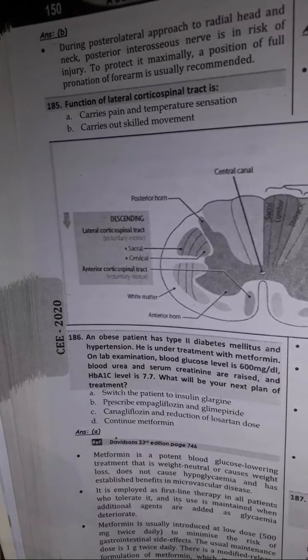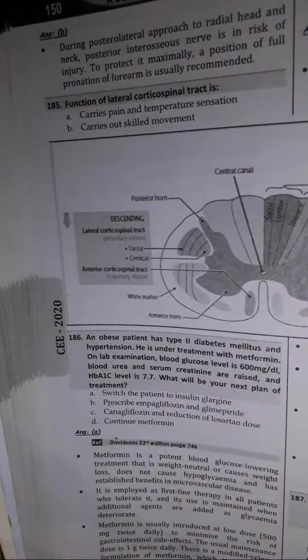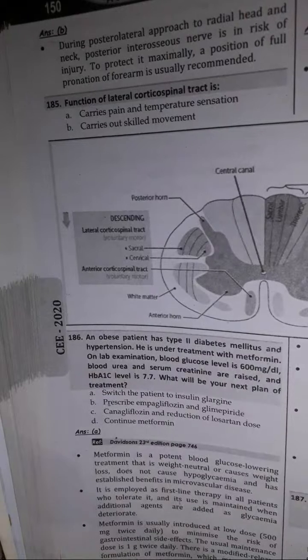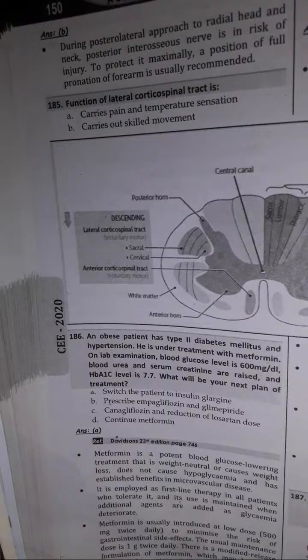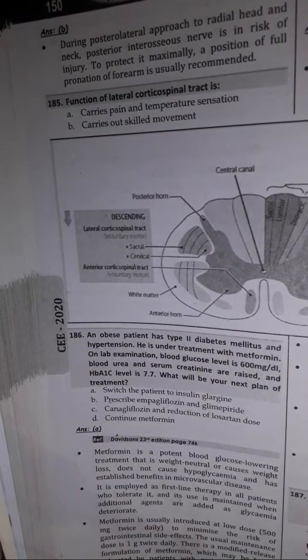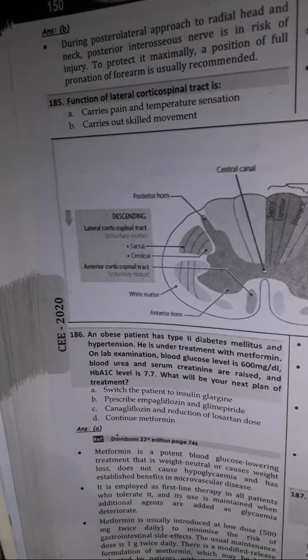Answers are: A. Switch the patient to insulin glargine. B. Prescribe empagliflozin and glimepiride. C. Canagliflozin and reduction of losartan dose. D. Continue metformin. The correct answer is A. Switch the patient to insulin glargine.